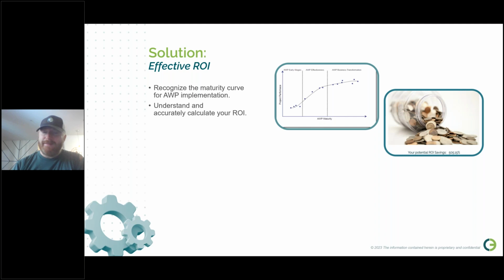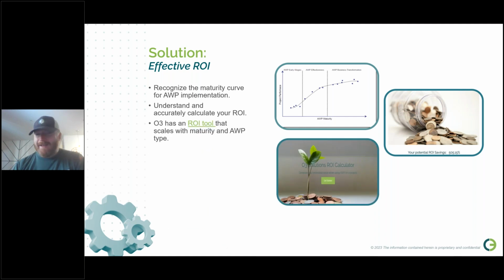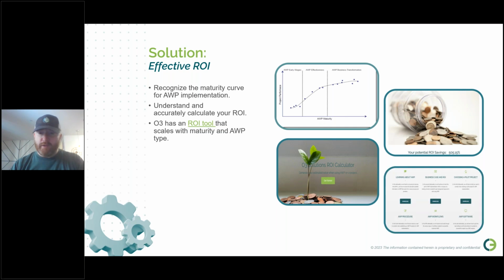You have to be able to understand and calculate your return on investment. So you need to be able to look at, there are costs associated with doing AWP, and there's going to be value. You need to be able to calculate what those two things are. O3 has an ROI tool, and one of the key things with that ROI tool is it scales with maturity and AWP type. So you can select and say, this is the first time we're doing AWP, and all we're doing is workplace planning. Or we've been doing AWP for years, and we're going to do full AWP for the full project lifecycle. Those things will provide different results in terms of the effective ROI for the project.